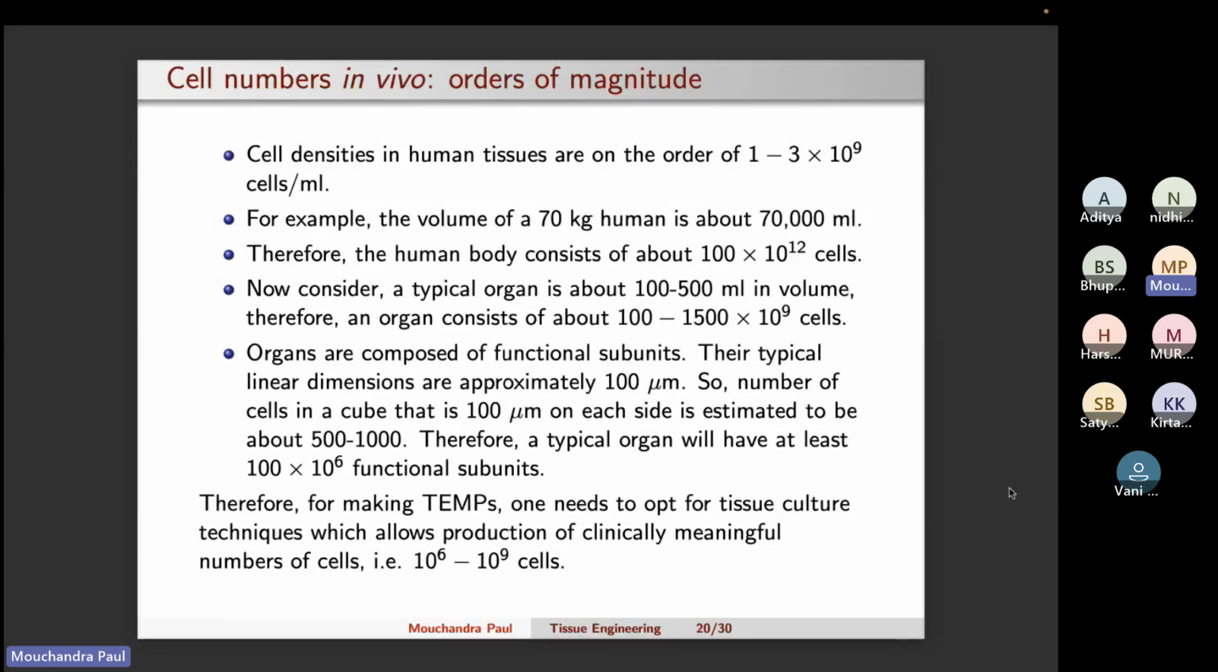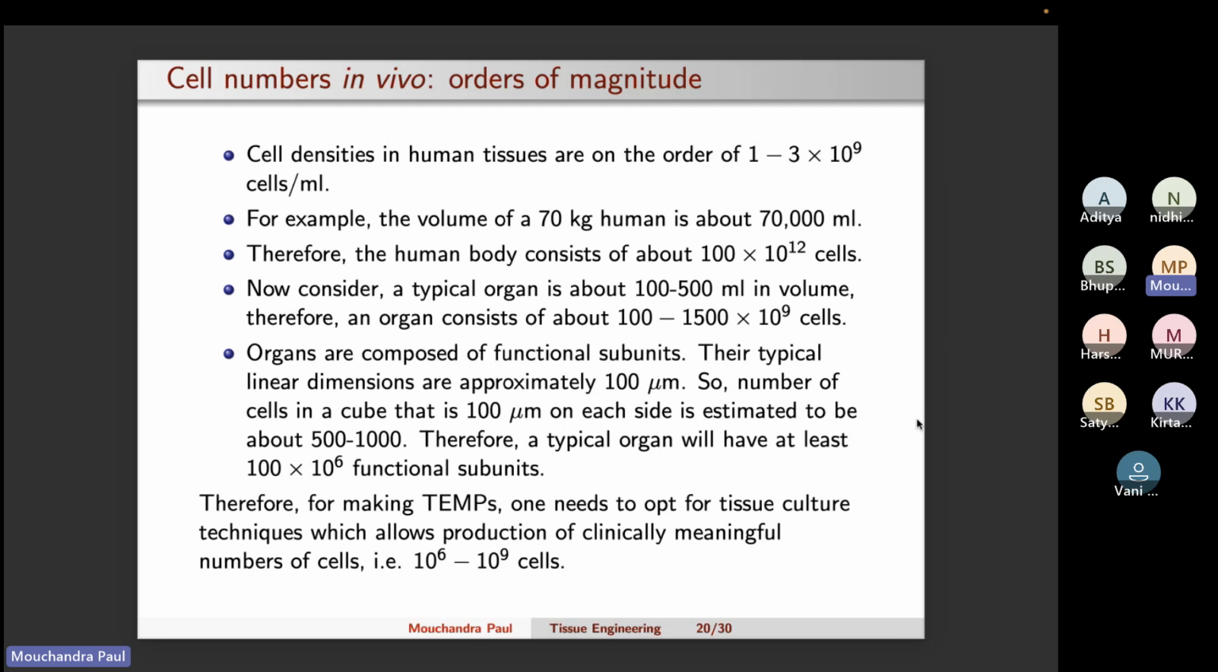As I was saying, you should know about the cell numbers, right? So we'll talk about that now. Cell density in human tissues is on the order of 1 to 3 billion cells per ml. This is a general estimation of cell number. It will definitely vary from tissue to tissue, but in general, in a human tissue there are about 1 to 3 billion cells per ml.